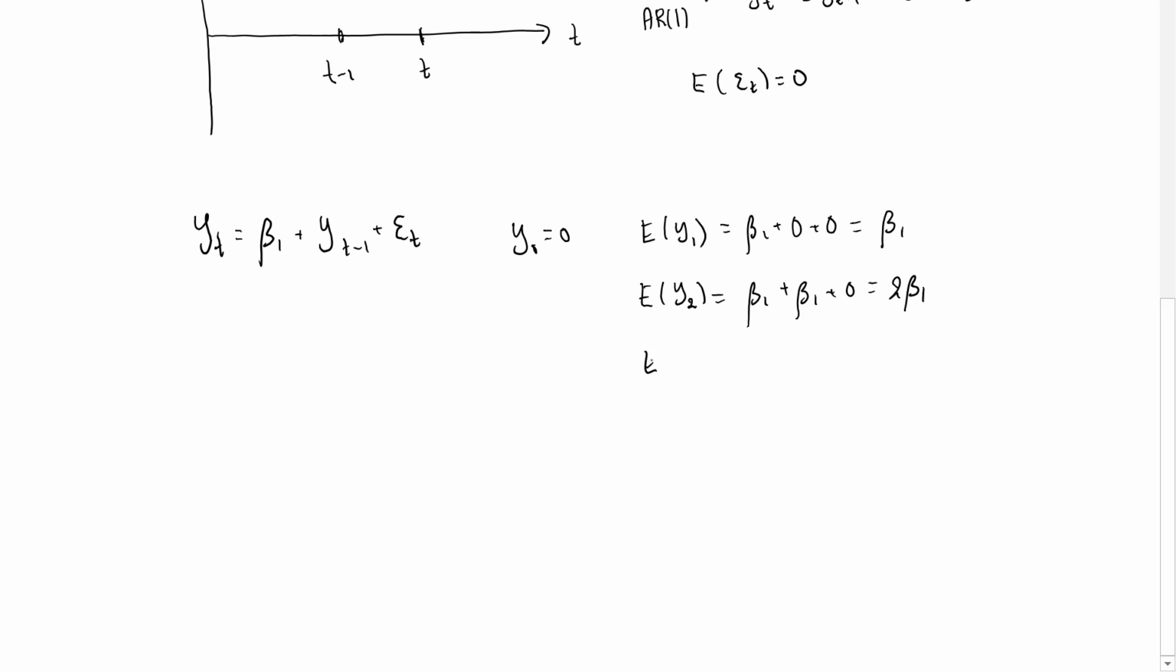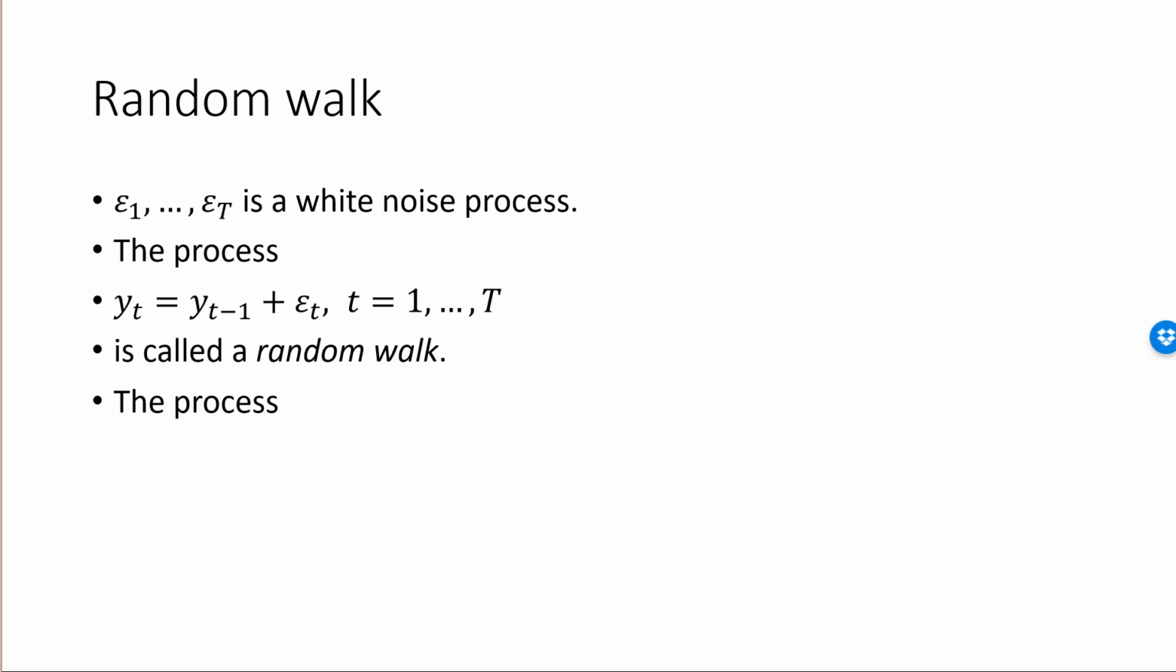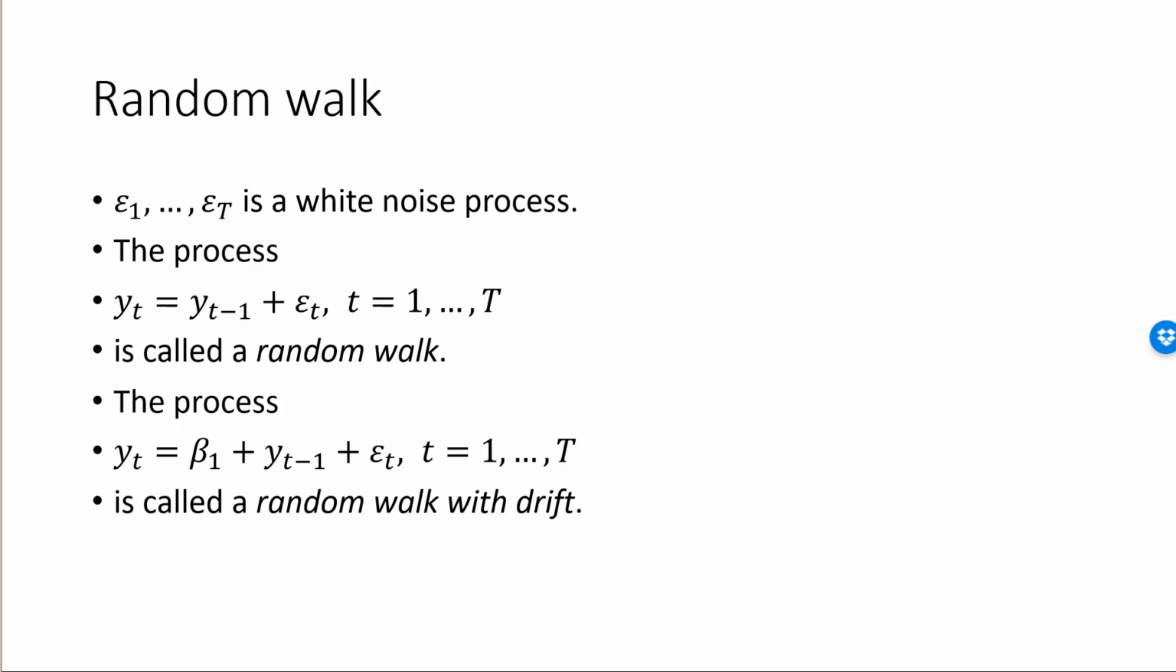If you keep on doing that, you can see that the expected value of yt is actually t times beta 1. So this process will have a drift that depends on beta 1, and that's why we call this a random walk with drift. So that's the process. If yt is beta 1 plus yt minus 1 plus epsilon t, then it's called a random walk with drift. Naturally, it's only if beta 1 is different from 0 that we have a drift. If beta 1 is 0, then we revert to the standard random walk.